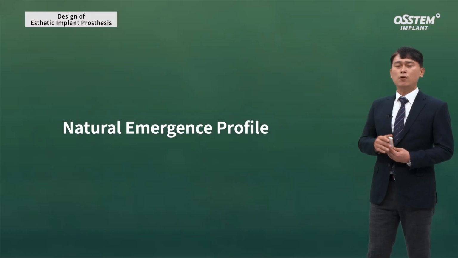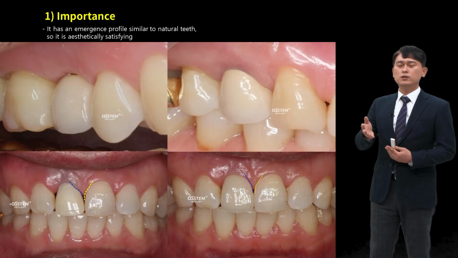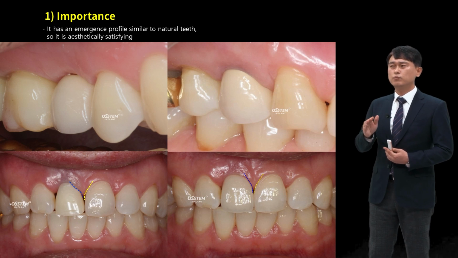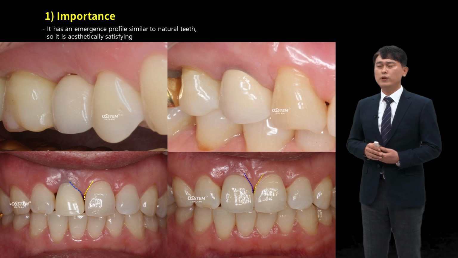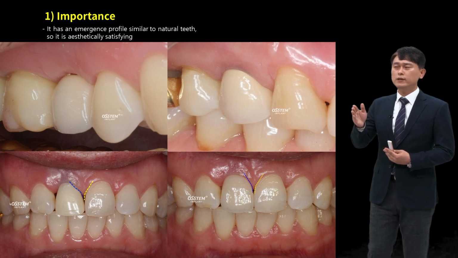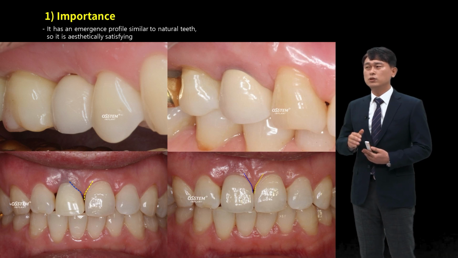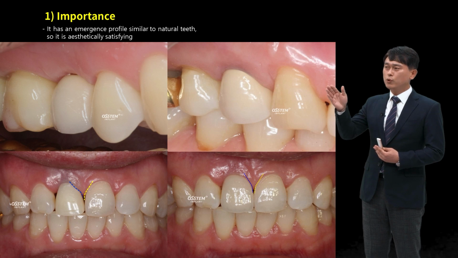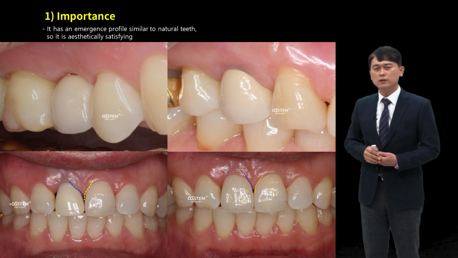Natural tooth emergence profile. When we provide an implant treatment, what is important is to follow the natural tooth emergence profile. If you look at the top left corner, a stock abutment is used with a zirconia crown. Compared to the right, the emergence profile is not made properly and there's a slight undercut.